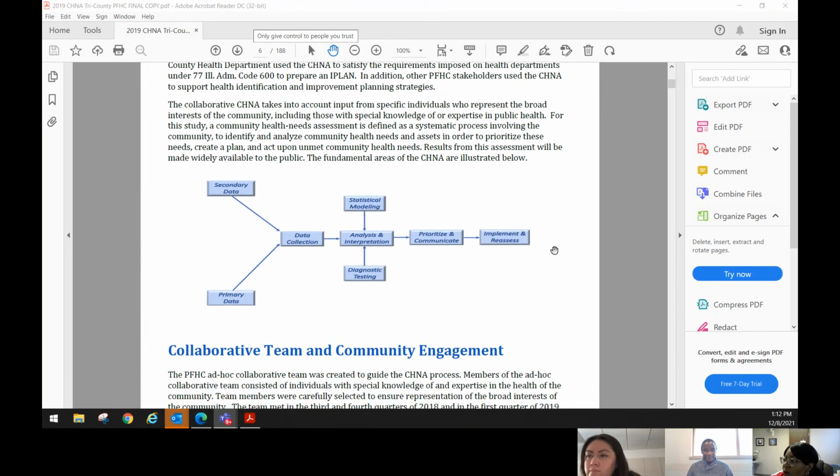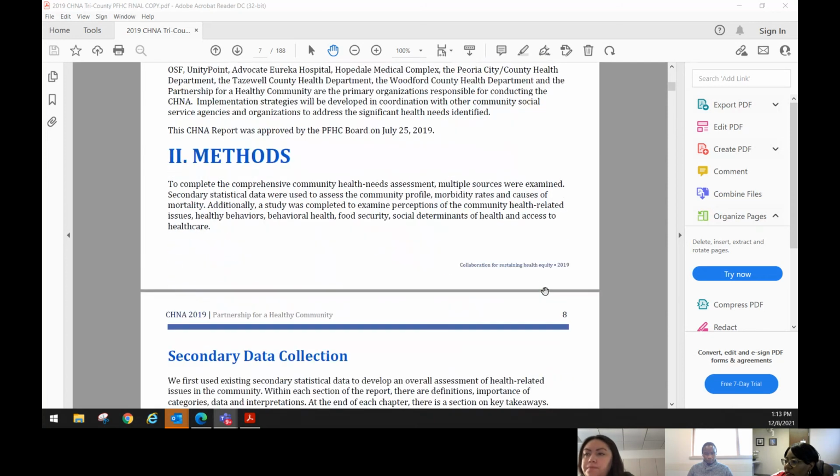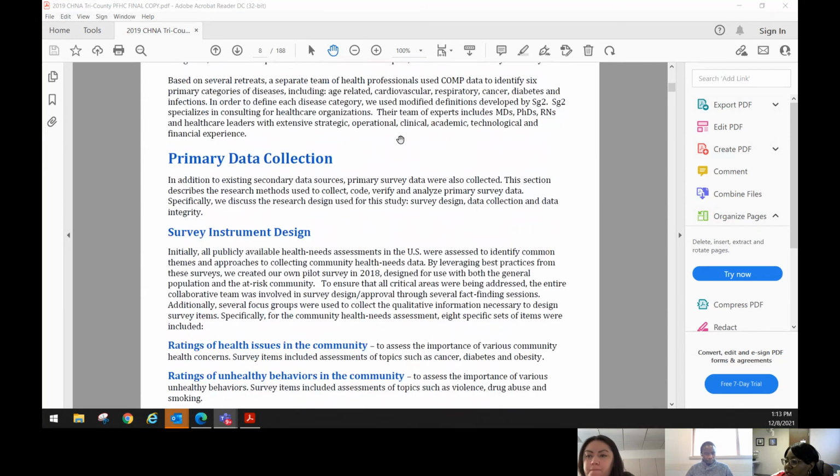Okay. So this is, again, the data process. So you all know what this means with the secondary data and primary data. That data is collected, and then there's an analysis and interpretation, statistical modeling. So again, there is a methodology and process to come up with the prioritization and the implementation. So just wanted you to see that. Okay. So we won't do a deep dive in that.